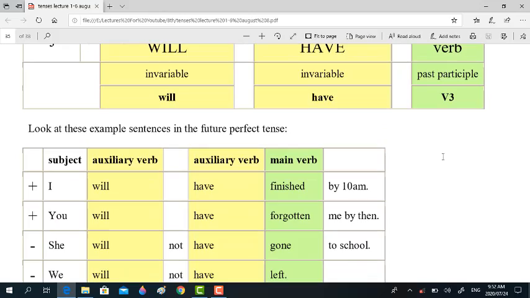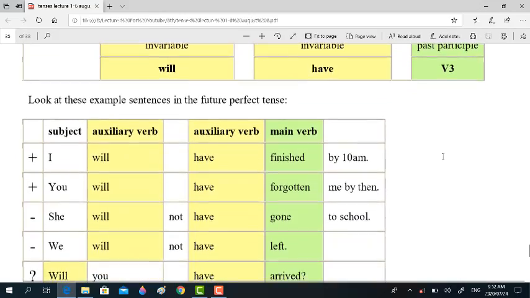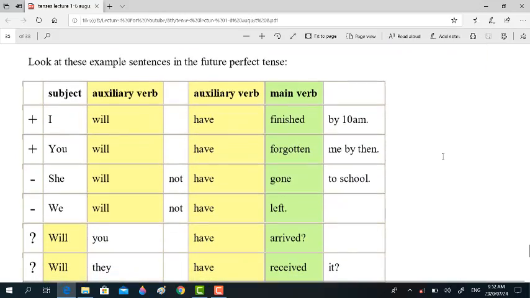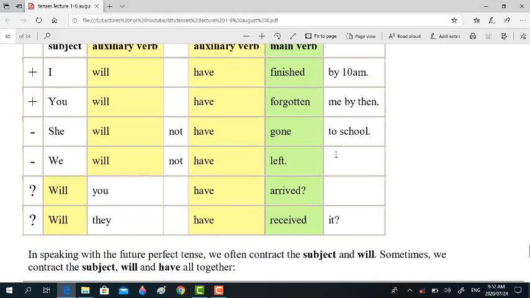Look at the examples in the future perfect tense. These positive sentences: I will have finished by 10 am. You will have forgotten me by then. She will not have gone to school. We will not have left. Will you have arrived? Will they have received it?